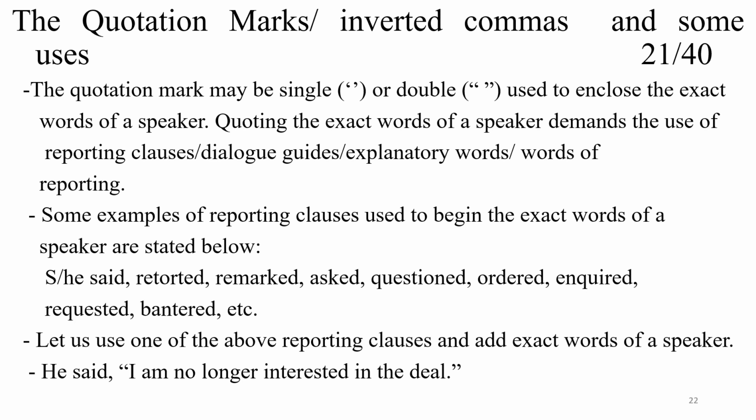So we can have reporting clauses like he or she said, retorted, he retorted, she retorted, he remarked, they asked, they questioned, we ordered, I inquired, I requested, I bantered, etc. When you are using all these things, it is telling us that somebody wants to quote somebody's words exactly. And so after the reporting clause, you have to put a comma, like we saw in the uses of the comma. So your comma becomes mandatory here because you want to report exactly what somebody has said.